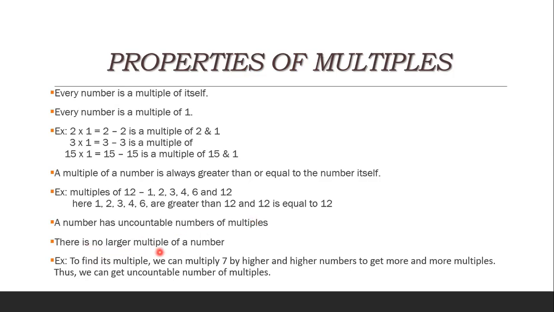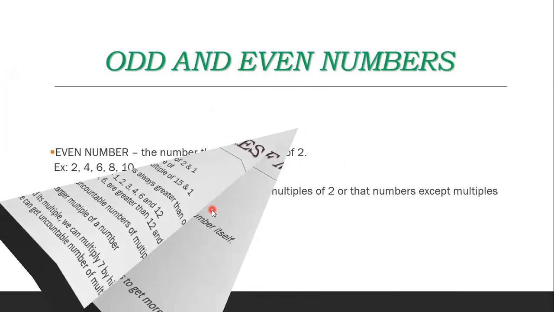Next, there is no largest multiple of a number. To find its multiples, we can multiply 7 by higher and higher numbers to get more and more multiples. Thus we can get uncountable multiples. See, 7 with a higher number like 1 million or 1 billion, any number you can multiply. Whatever number you multiply, you get uncountable multiples. So these are the properties of multiples.